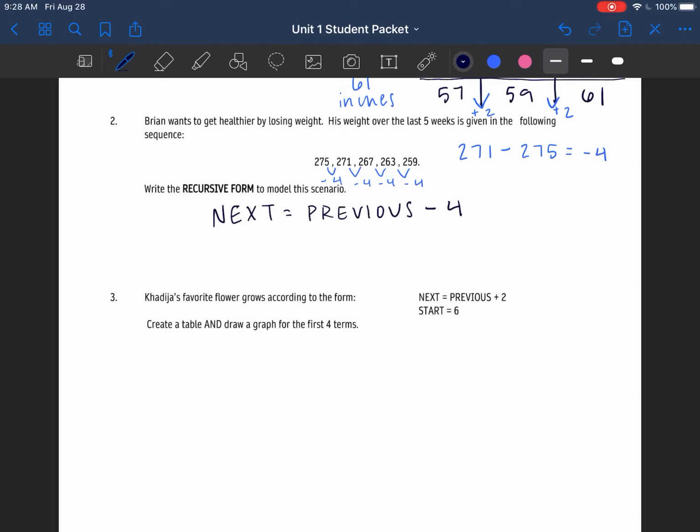And then if all I saw was that, I would know that my pattern's subtracting 4, but I wouldn't know where to start. So we do need to clarify that piece. My first number that represents Brian's original weight is 275. So we can just write start equals 275.